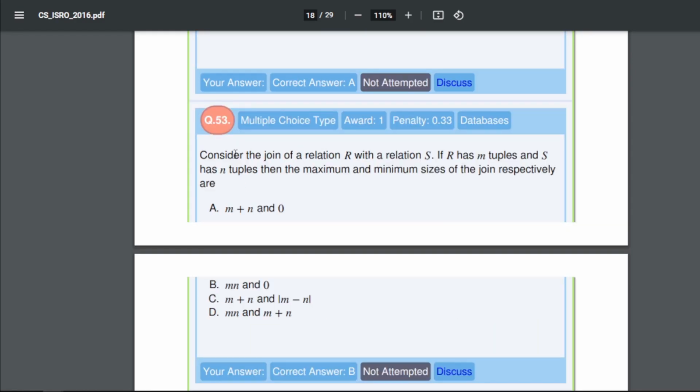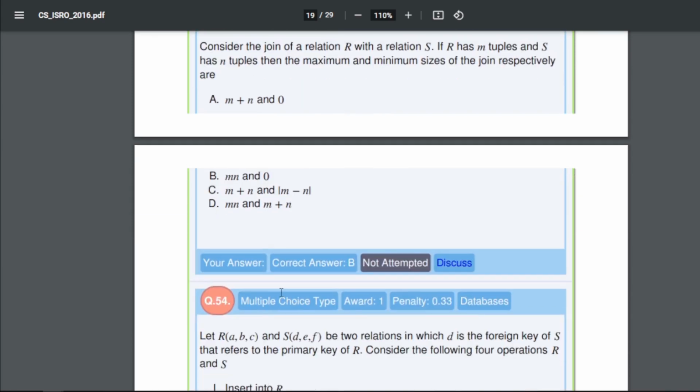Question number 53 is: consider the join of a relation R with a relation S. If R has m tuples and S has n tuples, then the maximum and minimum sizes of the join respectively are what? So for 53 our answer will be B, m n and 0.